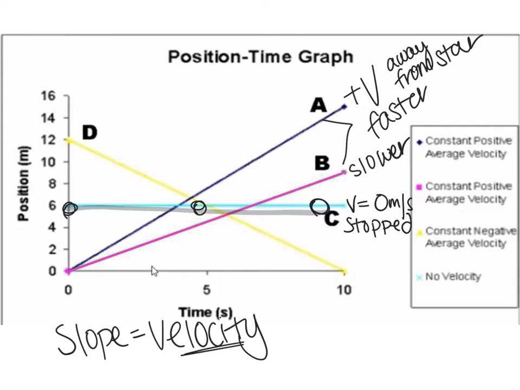Okay, look at D. What position did D start at? Start at 12 and it went to 0. Yeah, so I have a negative velocity because I'm not moving away from start, I'm moving towards it. Okay. Now, is that still a constant speed? Yeah, just going the opposite way. Technically, aren't all these constant speeds? Yeah. What kind of line would I need for it to not be constant?